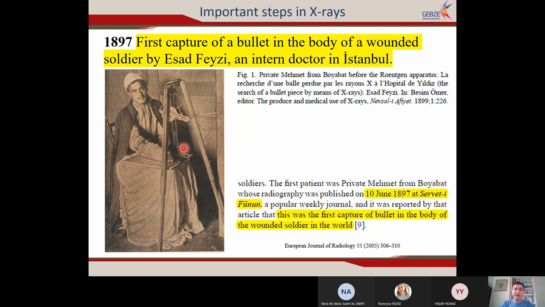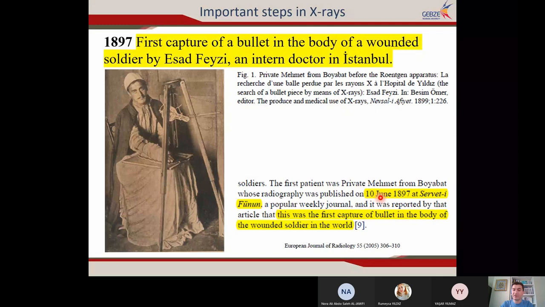was an intern doctor, got his Röntgen images, okay, in order to locate the bullet in the body of this wounded soldier. And this was the first in the world. This picture was first published in Istanbul in the Servet-i Fünun Journal. This was the weekly popular journal at that time, and it was published on the 10th of June in 1897.